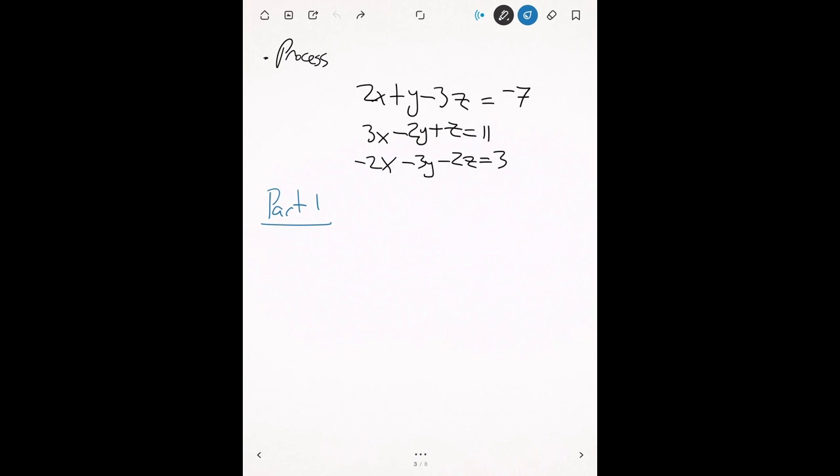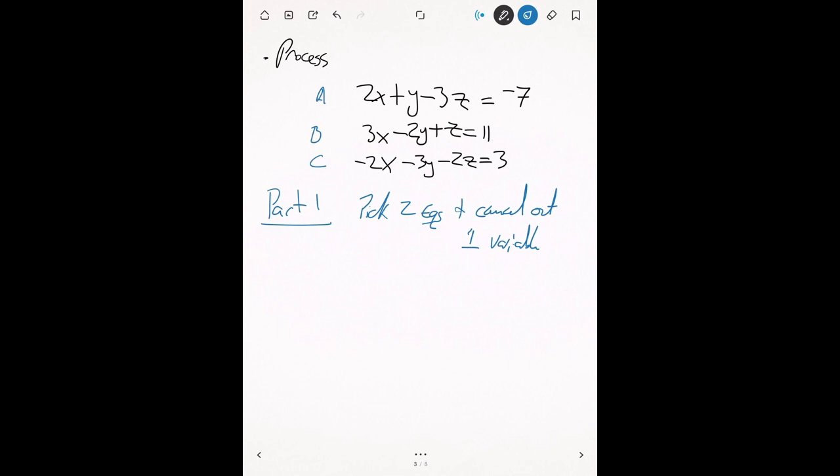First thing that I want us to do is label these equations A, B, and C. I think it's easier to label equations right from the beginning so that we can reference them as we go along. So for part 1, what I have to do first is pick 2 equations and cancel out 1 variable. All right, let's pick 2 equations and we're going to cancel out a variable.